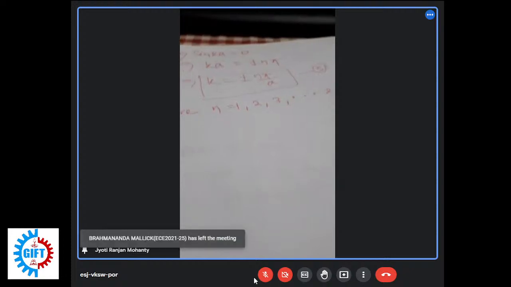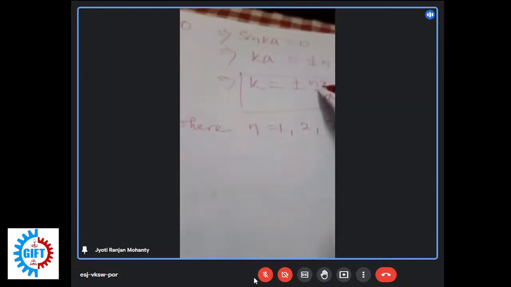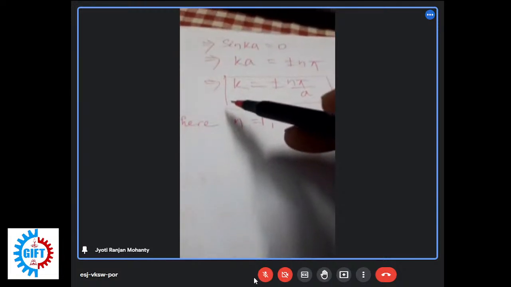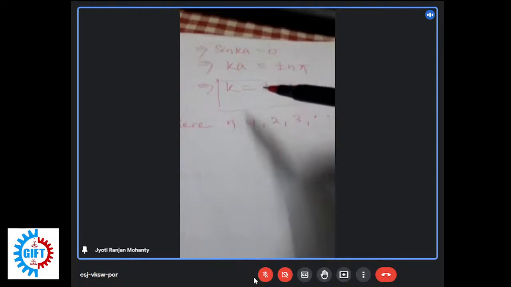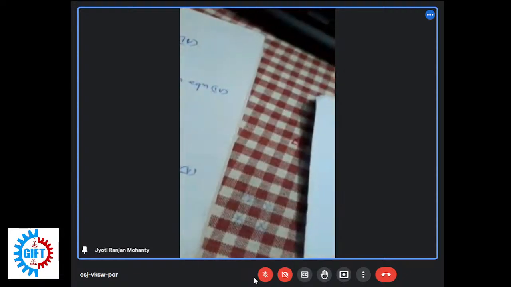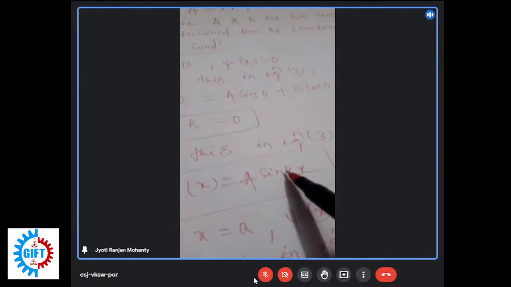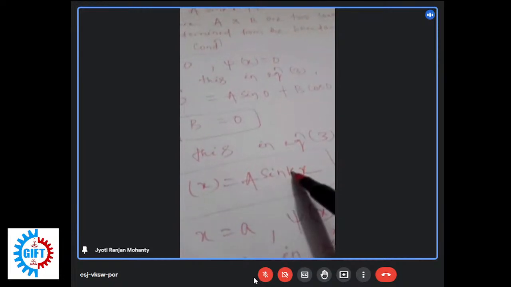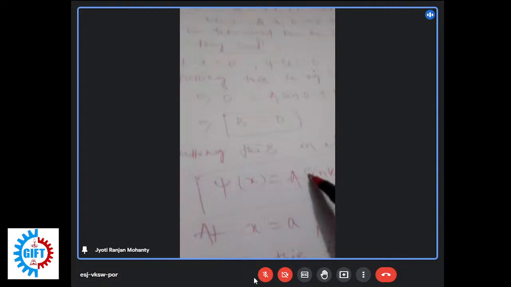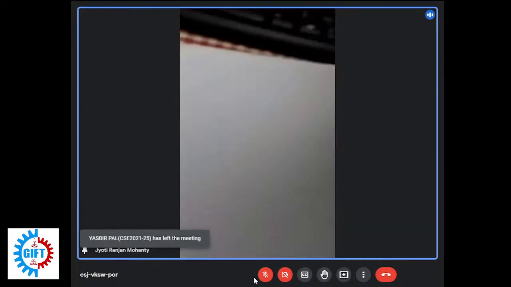Why? If you take n is equal to 0, k is equal to 0. So k is equal to 0 means the wave function is equal to 0. We have psi x is equal to A sin kx. Now k is equal to 0, so sin 0 is equal to 0 and psi x is equal to 0. So psi x is equal to 0 means the particle does not exist.